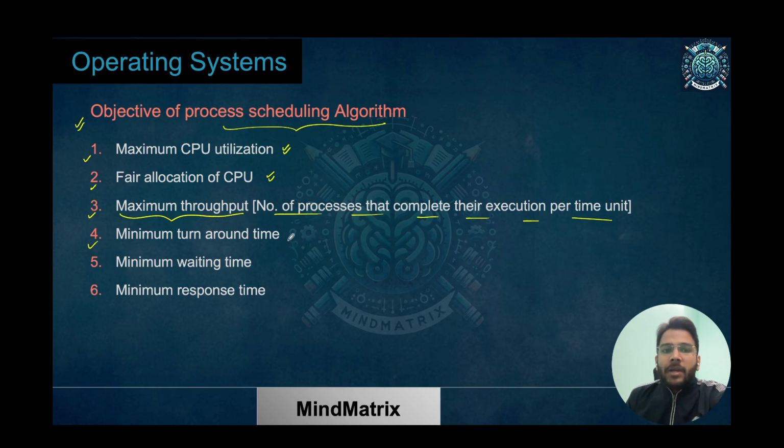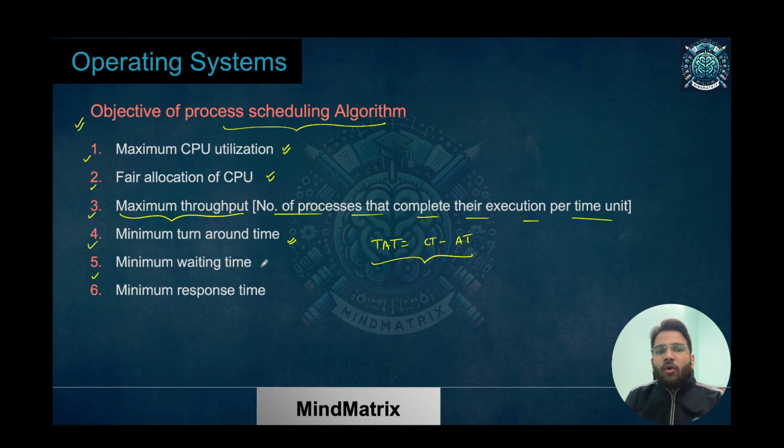The fourth one is your minimum turnaround time. Now, why do we want minimum turnaround time? We know turnaround time is nothing but your completion time minus arrival time. If I want minimum turnaround time, that means the time at which the process arrives in the ready queue and the time at which the process completes execution, we want that duration to be minimized as much as possible. I hope it is clear to you.